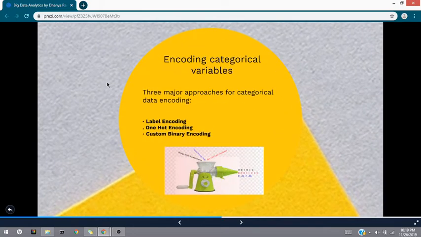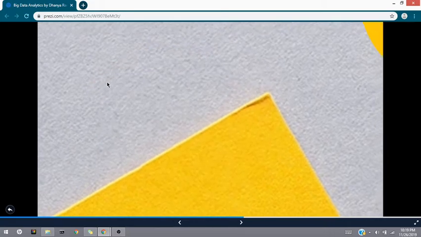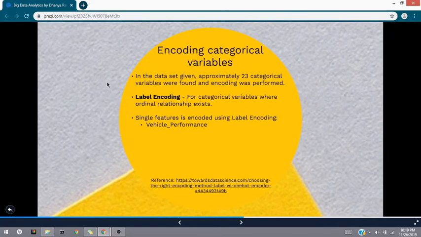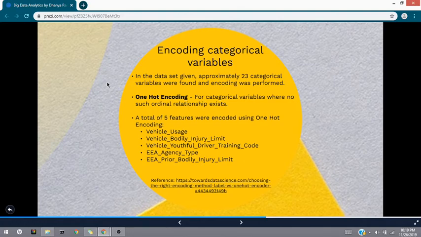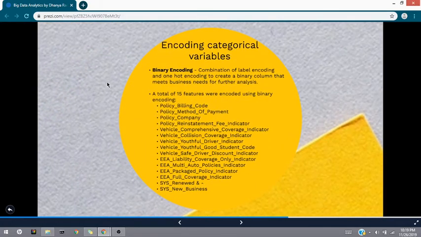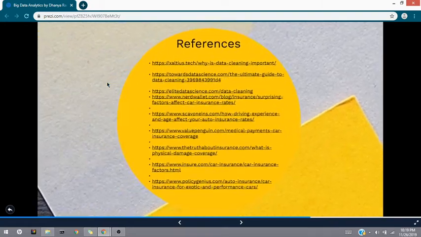Post data preprocessing, we have to perform data scaling and encoding. For all the numerical data, we implemented data scaling. For all the categorical data which had greater than two categories and which were ordinal, we performed label encoding. And for the categorical variables which had greater than two categories and which were nominal, we performed one-hot encoding. There were also around 15 features which had two categories. For them, we performed binary encoding.